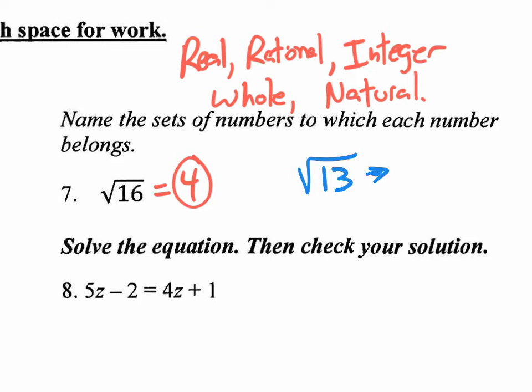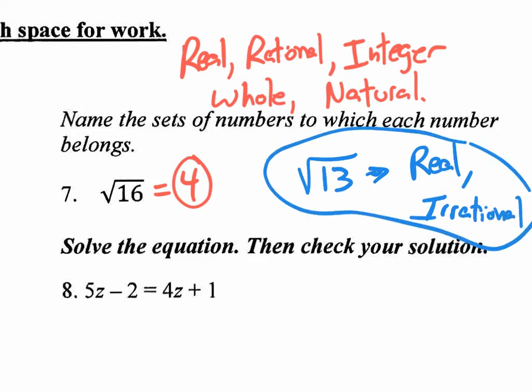You would say it's real because every single number is real except for imaginary numbers, all right? But what else? It's irrational. Real and irrational. And that's it, guys. For the square root of 13, it's just real and irrational. It does not belong to the naturals or to the wholes or to the integers.